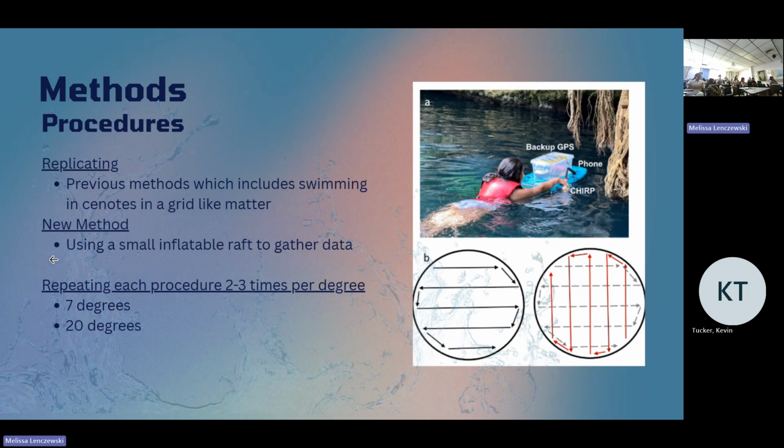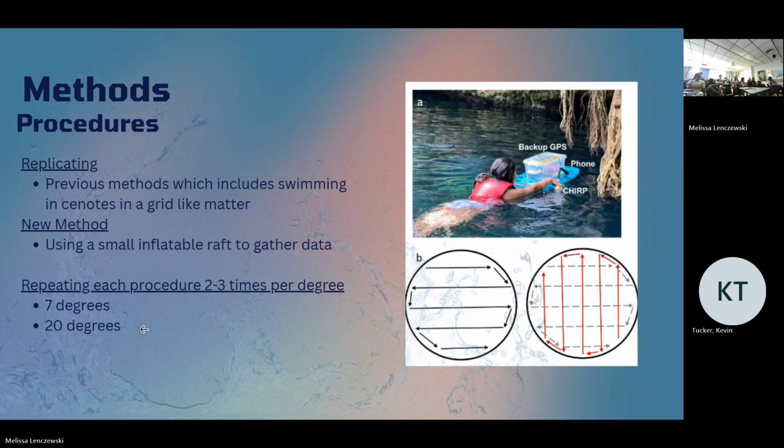A new method I want to try is using a small inflatable raft to gather data. So instead of being actually in the water and interfering with some movement that the chirp can be detecting, well, it's originally used for fishermen, so they're on boats. So I think it'd be a good idea just to have a little raft and paddle around the cenote. I'm going to be repeating this procedure 2 to 3 times per degree, so the 7th and the 20th degree, for each cenote.